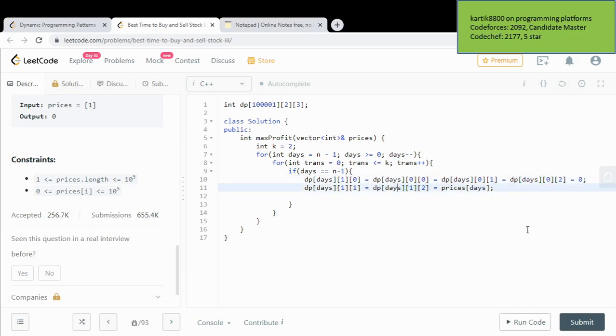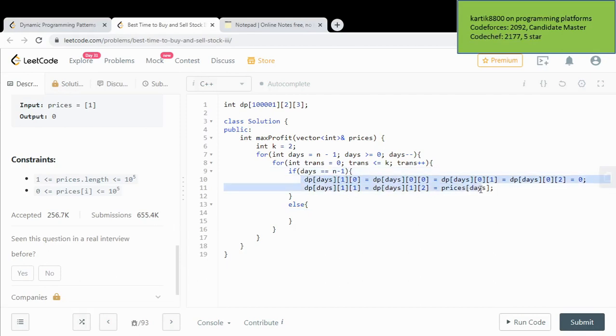If you own a stock at the last day and you're allowed 1 or 2 transactions, you'll be earning this much money. This was the base case. Otherwise, we'll see what we can do. I'll be using the same recurrences basically.